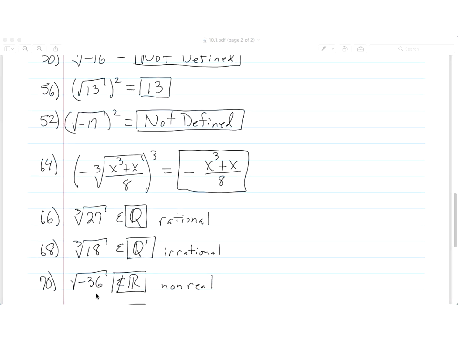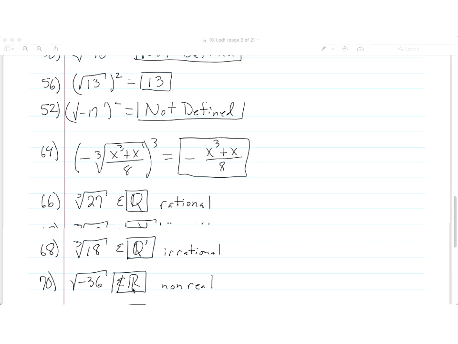Problem 70. Square root of negative 36. So in this case, we have an even index, but the radicand is negative. The square root of negative 36 is therefore not a real number. It will be something else, what we call a complex number, later on in this chapter. But it's not real.